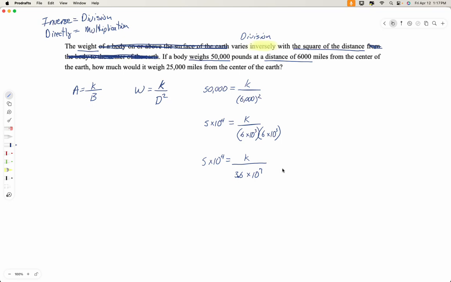So what I'm going to do is multiply both sides by 3.6 times 10 to the 7 in order to get rid of the denominator. I'll do that over here too. 3.6 times 10 to the 7.